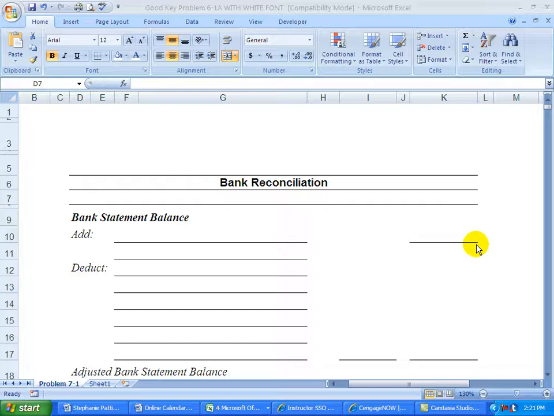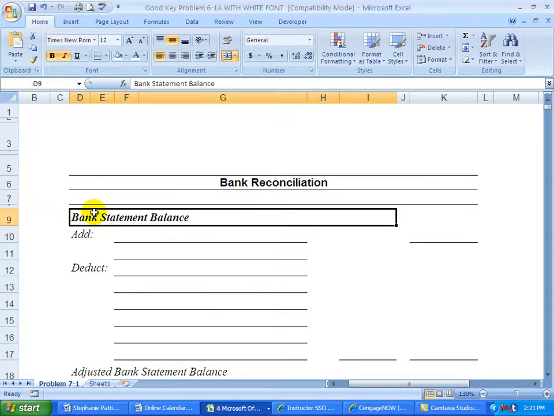Looking at page 247, problem 61A, it talks about the Men's Shop, which deposits receipts in the bank every evening and makes all payments by check. On November 30th, the ledger balance of cash, so that's the cash in your general ledger, is $2,375.05. So this up here is the bank. This is dealing with the bank statement.